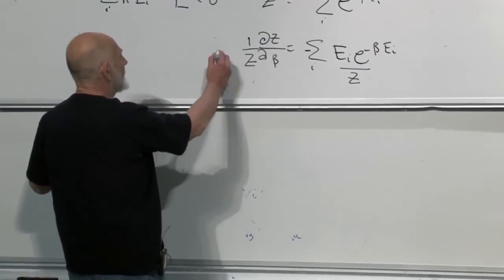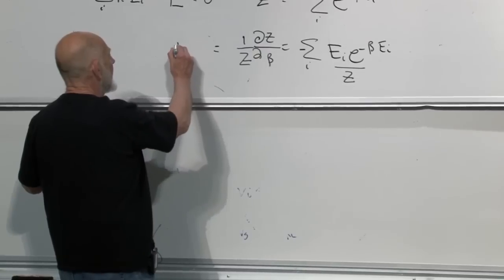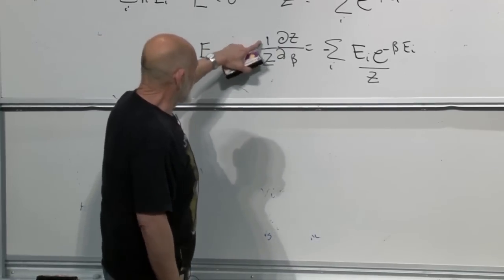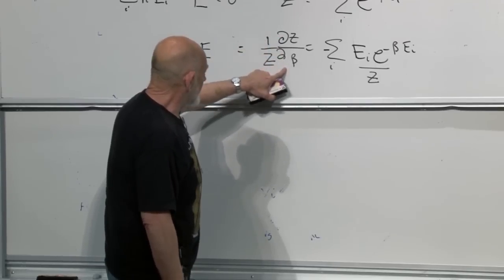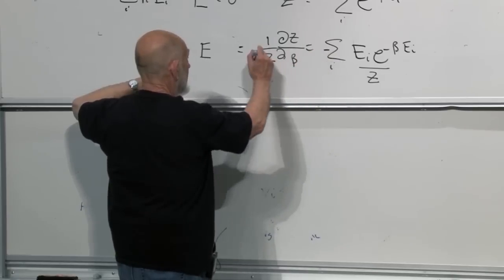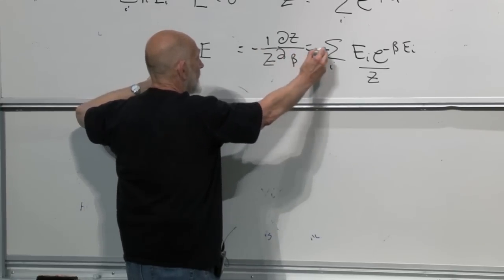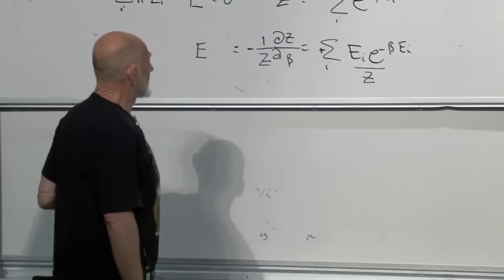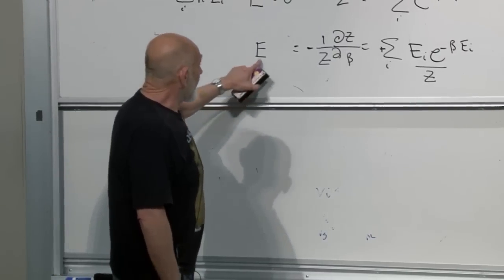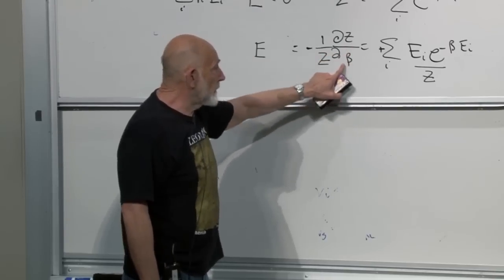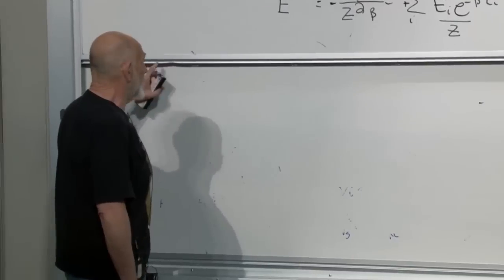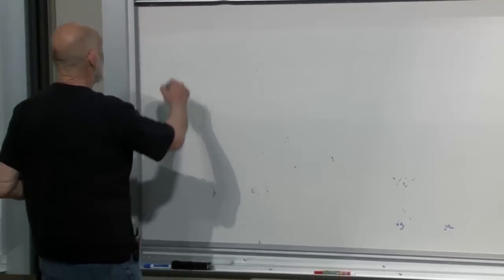So we have that the average energy, E, is just 1 over z dz by d beta, with a minus sign here. So we have a remarkable formula for the energy in terms of the derivative of the partition function with respect to beta. Let's write it out. E, energy.